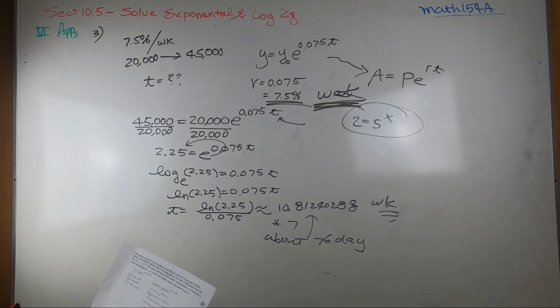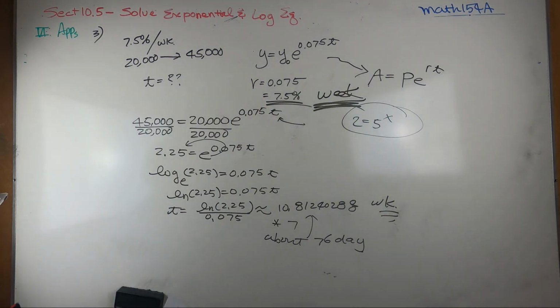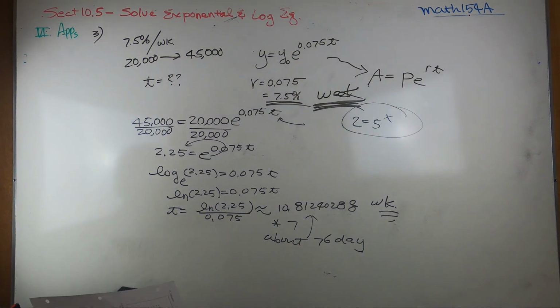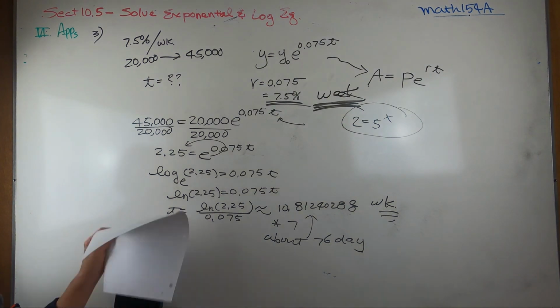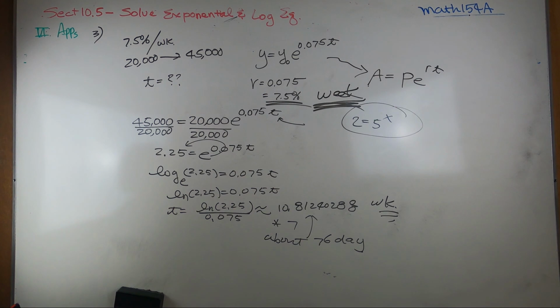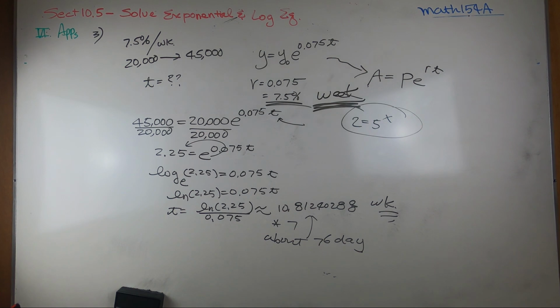So it's about 76 days they can expect 45,000 people to have the flu. So they have to manufacture vaccine, all that, to get ready. Are we okay? How to solve our logs, solve the exponential equations. It has a lot of applications in the real world. So that would be our section 10.5.